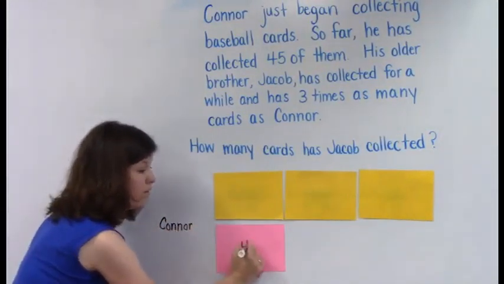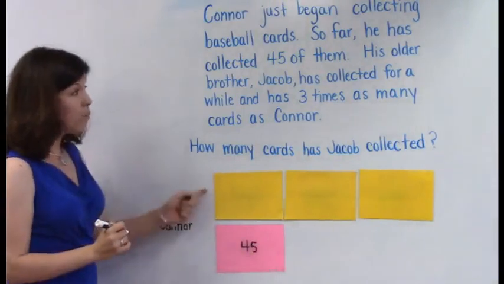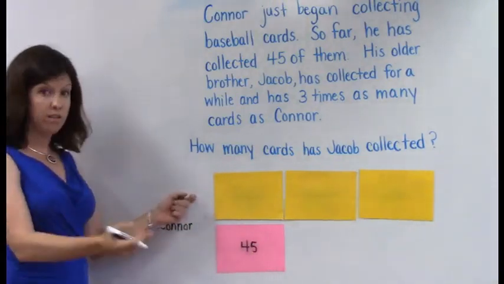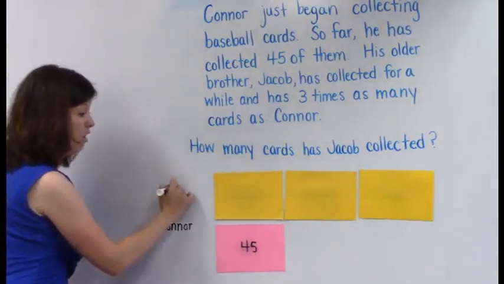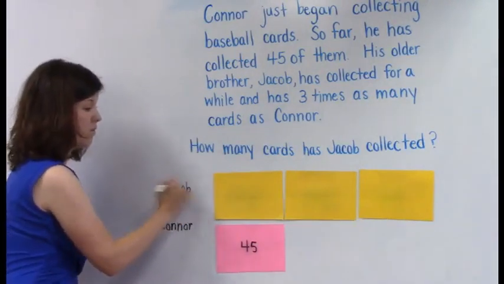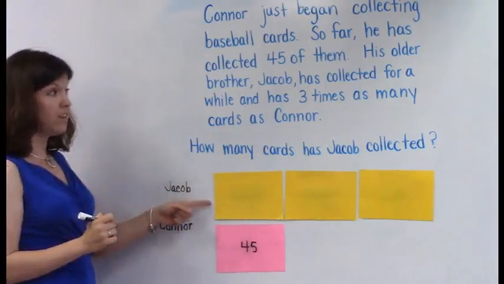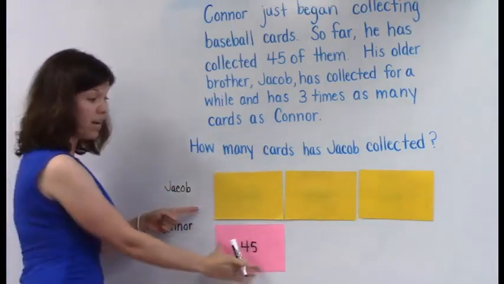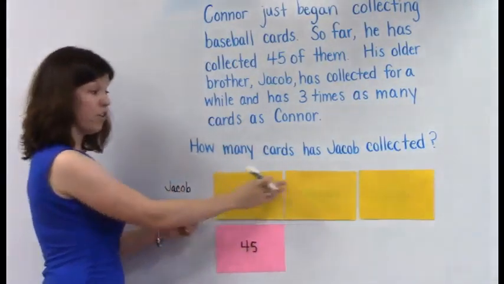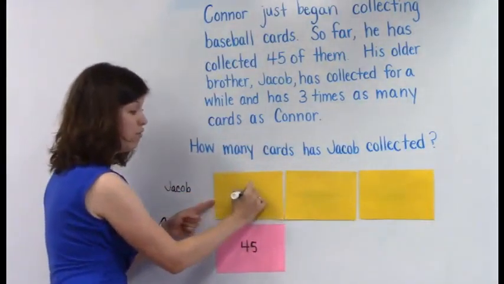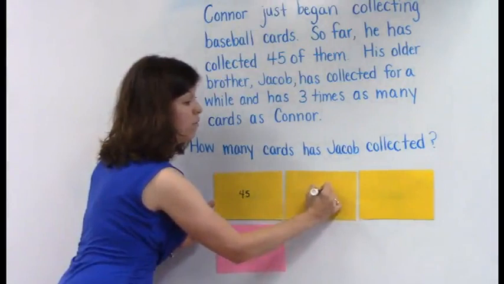In the problem, we know that Connor has 45 cards, so I'm going to label Connor's pink block with a value of 45. And we know that Jacob has more cards. He has 3 times more, so it makes sense that his bar is longer. This is Jacob's bar. He has 3 times as many. Now, I know that each block is worth the same value, so I can actually go ahead and label each of Jacob's blocks with 45 as well.